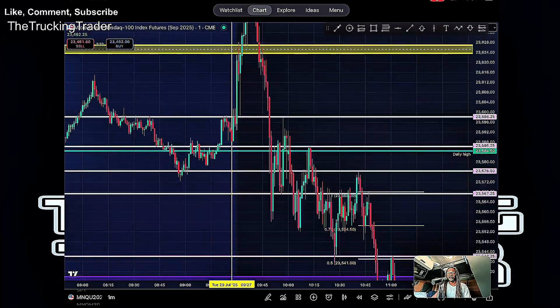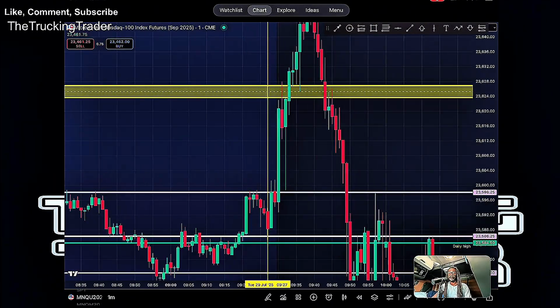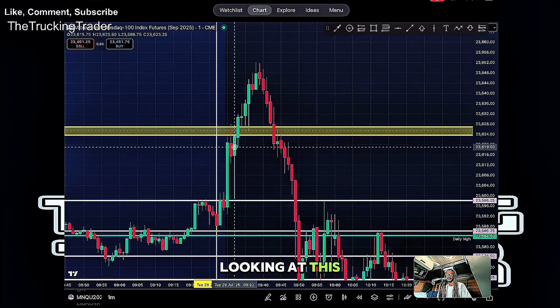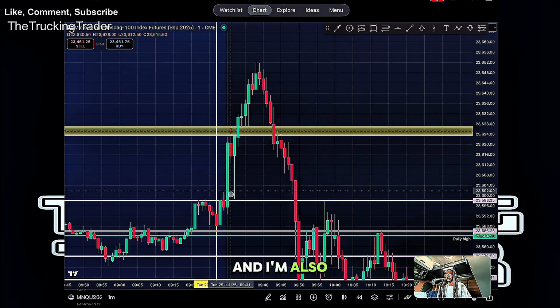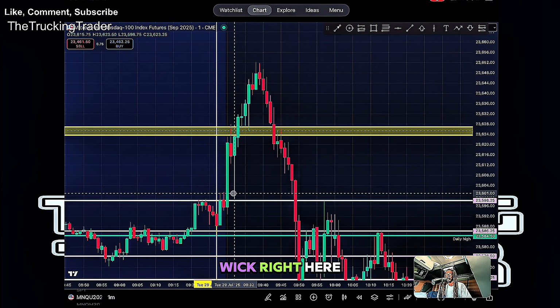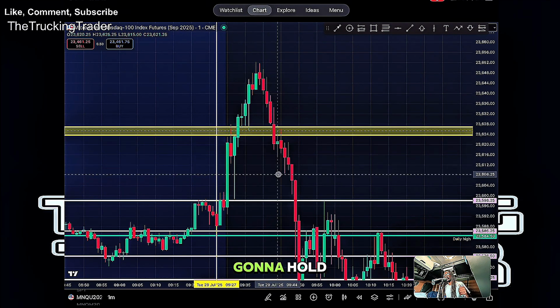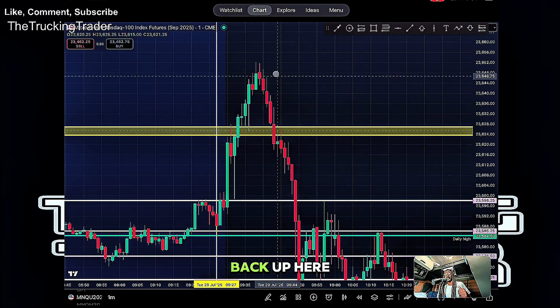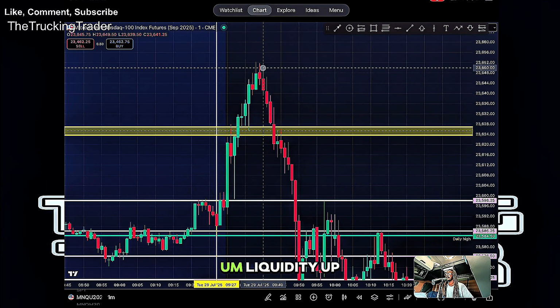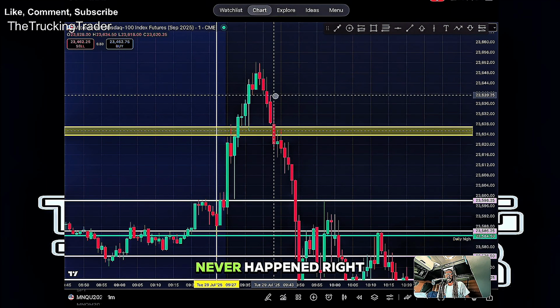right? So I cut my losses, and then I'm looking at this little order block right here, and I'm also looking at the midpoint of this wick right here. So I was taking buys. So I flipped from being a seller to a buyer, and I'm thinking that price is going to hold and continue to at least go back up here, take out this liquidity up here, but that never happened, right?